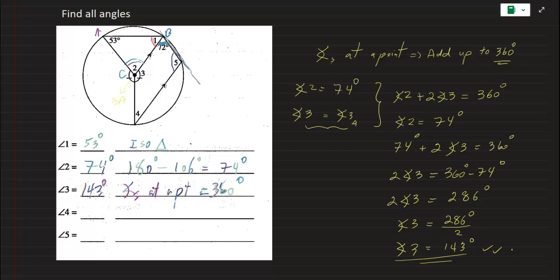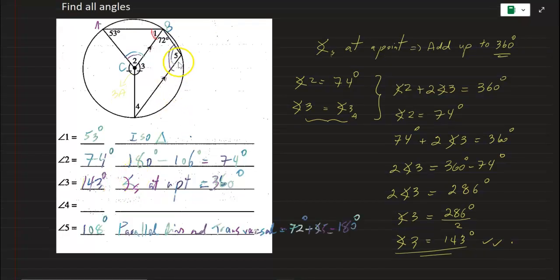So angle 5 is 180 degrees minus 72, and in this case it will be 108. Now we have 108 as angle 5, and remember the reason is that these two lines, this one and this one, are parallel lines, and this line that crosses both of the parallel lines, I call the transversal. One of the rules of parallel lines with a transversal is that angles on the same side of a transversal add up to 180 degrees, or they are supplementary. So that's the reasoning for angle 5.